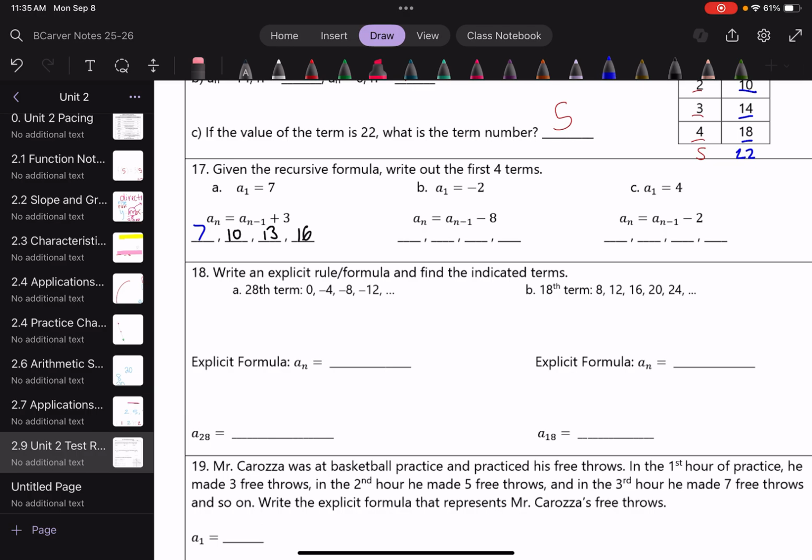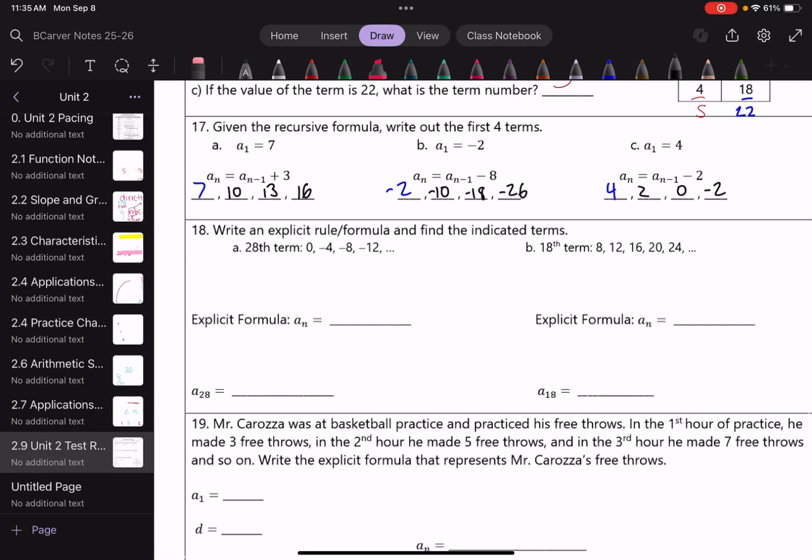I can do the same thing for B. My first term is -2. If I subtract 8 from -2, I'm going to get -10 as my second term, -18 as my third term, and -26 as my fourth term. For C, I'm going to subtract 2. So 4 minus 2 is going to give me 2. 2 minus 2 is 0, and 0 minus 2 is -2.